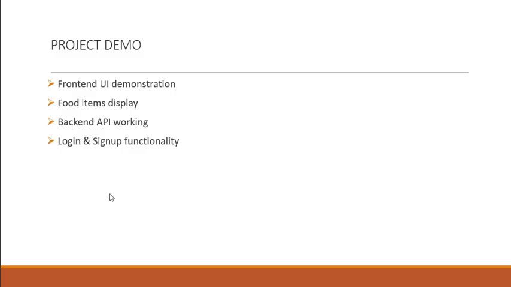The user can click add to cart on any item. The UI updates immediately and the backend saves this choice. If a user forgot their password, they can use the forgot password link to start the recovery process. This demonstrates the complete end-to-end flow of the application.